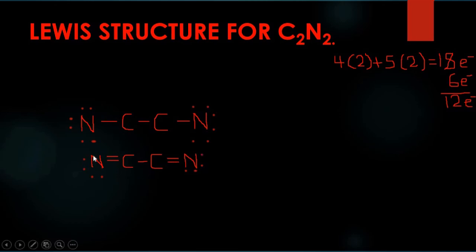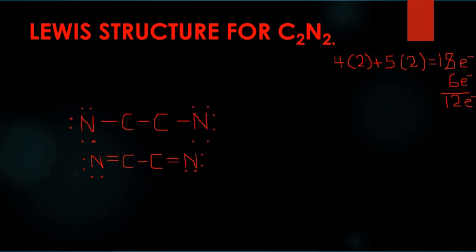So we can see that the lone pair of electrons around the nitrogen atoms in the structure is now 4 instead of the 6 that we saw over here, because we have used 2 to form a multiple covalent bond between the carbon and the nitrogen.